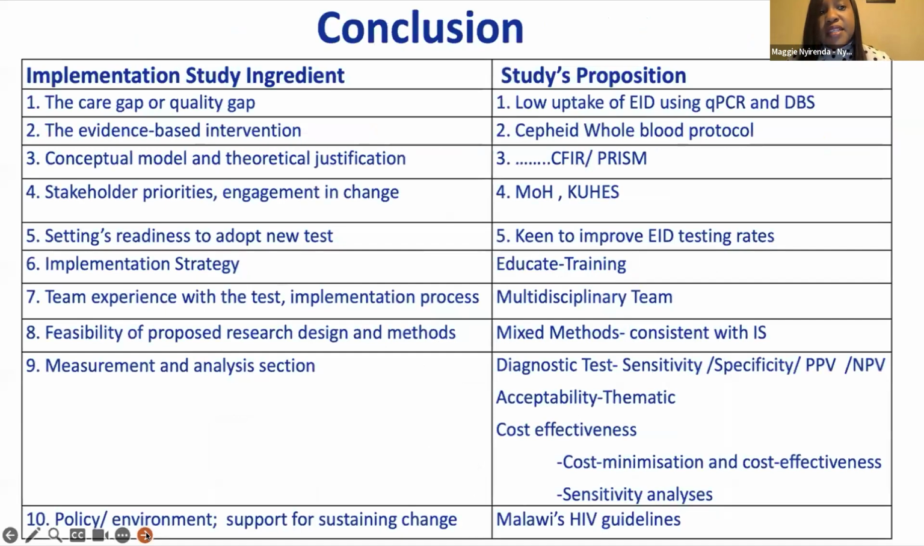So this is a summary slide, which shows you the gap, the evidence-based intervention that I used, the model, which as we mentioned could have been CIFA and PRISM, and the stakeholders, Ministry of Health and KUHES, as well as all the other parameters that you need in an implementation science study. So you also see what Eleanor had said. We use a multidisciplinary team approach to assess all these implementation processes, mixed methods, and the analysis. I use everything you do for a diagnostic test accuracy study, sensitivity and specificity, but I also use thematic analysis for acceptability and cost effectiveness, as well as doing all the sensitivity analysis as you do for any cost effectiveness study. And we then gave feedback to the stakeholders who said, this is all great.